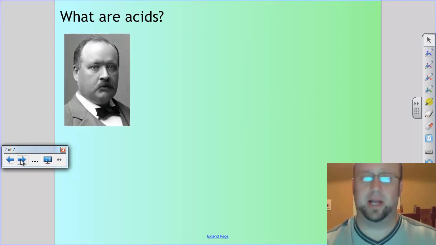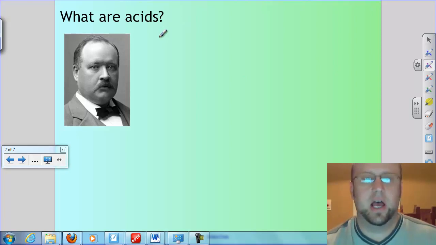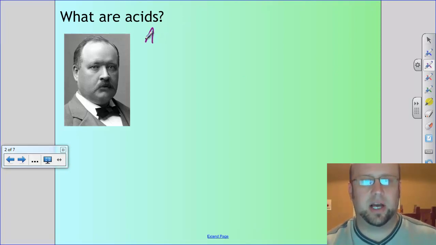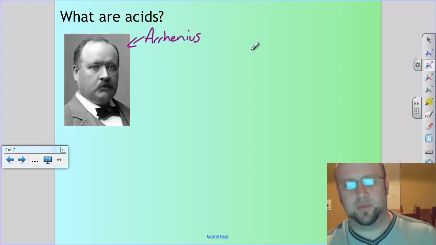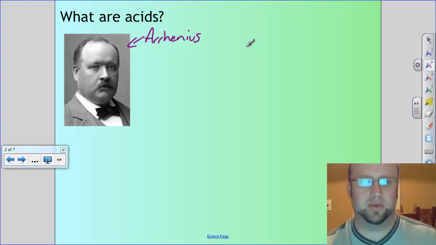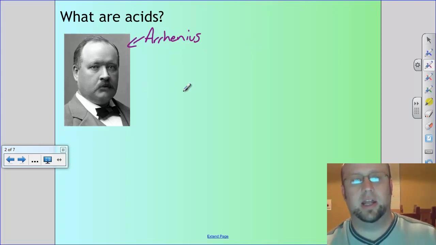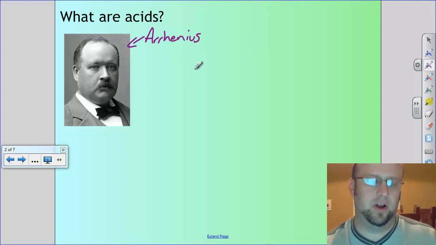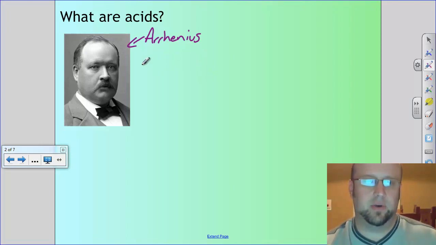So if that's not what acids are, then what are they? Well, acids were first defined by this guy named Arrhenius. Now, they had called stuff acids for a long time before this. This is Arrhenius right here. He's a Swedish chemist, and he's the guy that did big work into ionic compounds as a whole. And in the course of figuring out ionic compounds, he also defined what an acid is. So under the Arrhenius system, it works like this.